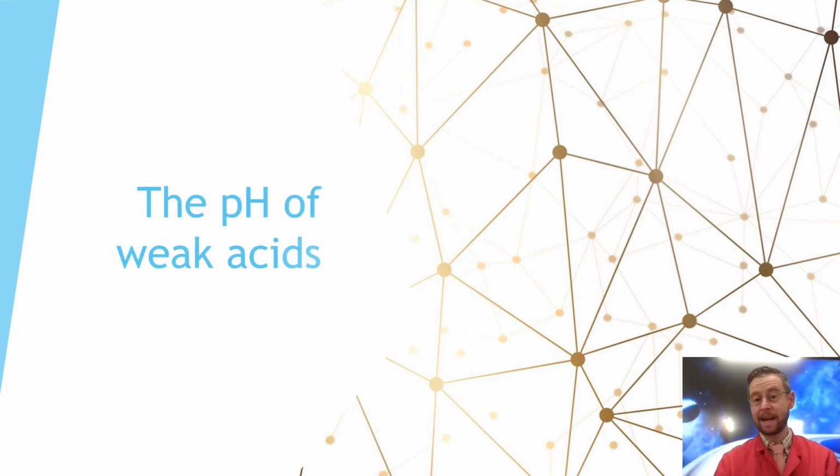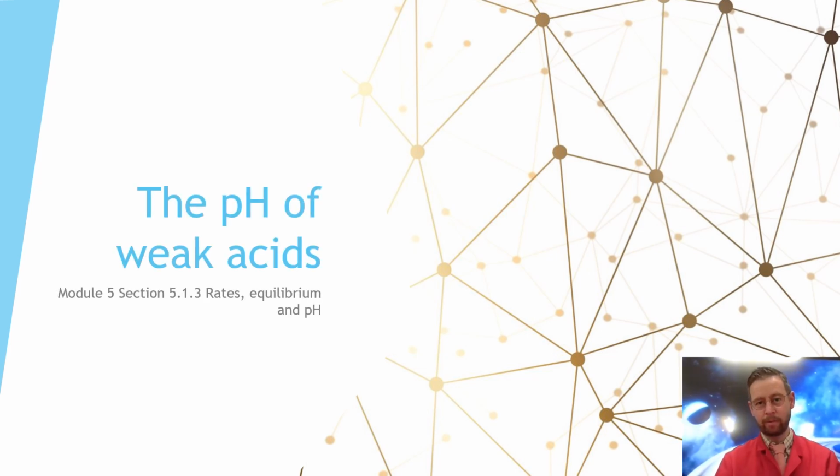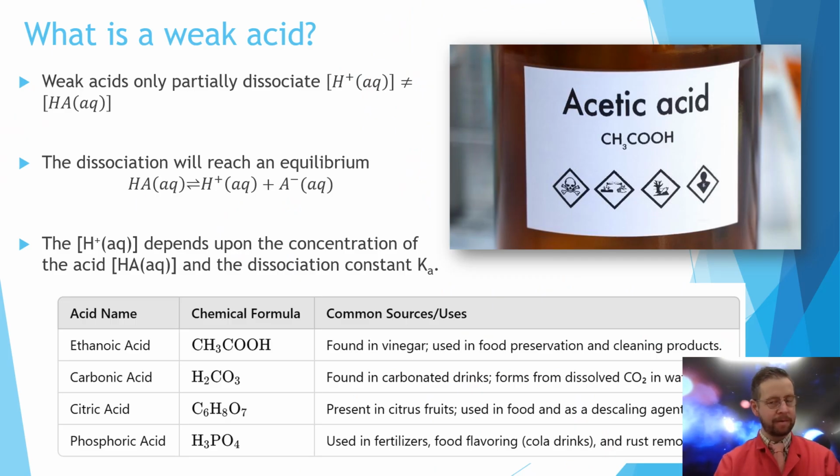Today we're going to look at the pH of weak acids. So a quick reminder about what a weak acid is before we start to figure out how to work out its pH. A weak acid is one of those acids where the H+ ion only partially dissociates. In fact, its concentration is not equal to the concentration of the acid that produced it, because only some of those molecules have given over their H+ ions.